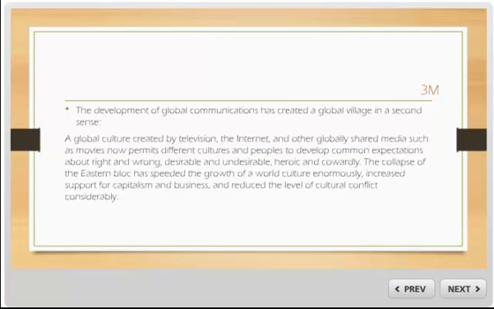The development of global communication has created a global village in a second sense. A global culture created by television, the internet and other globally shared media such as movies now permits different cultures and people to develop common expectations about right and wrong, desirable and undesirable, heroic and cowardly.